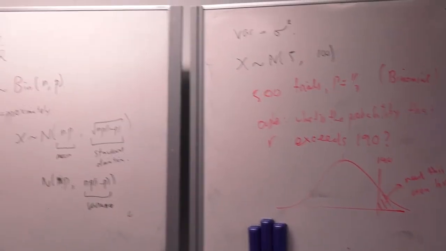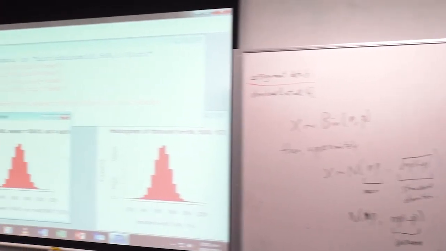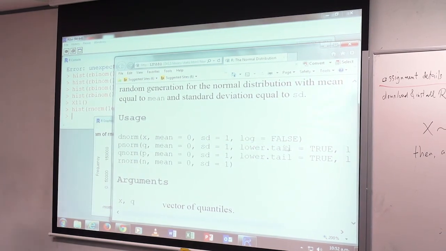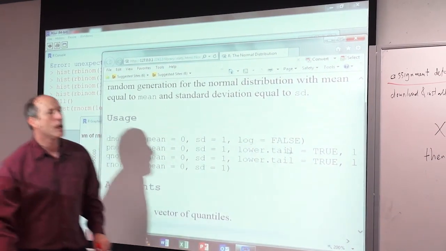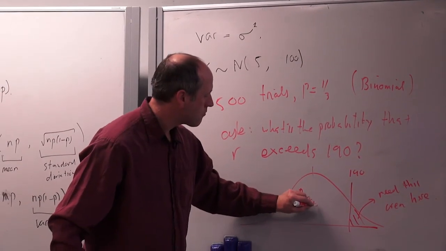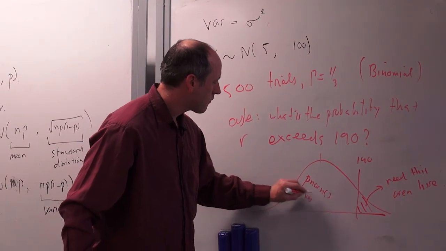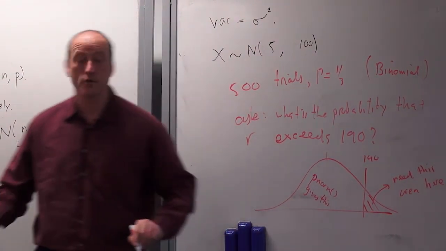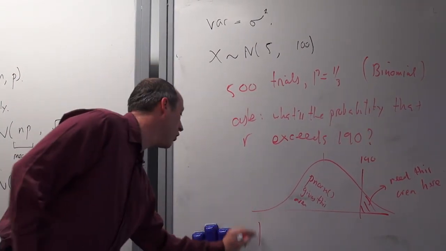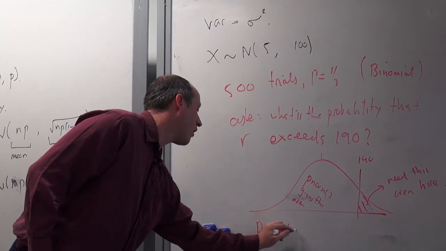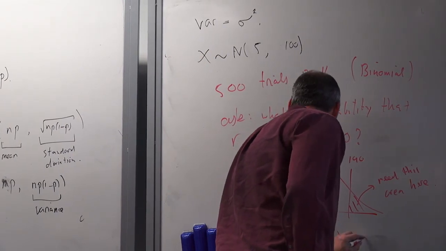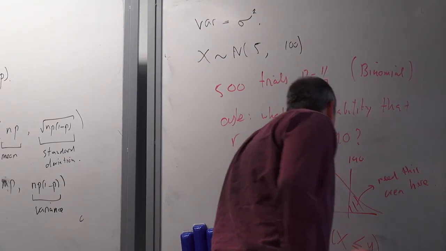Let's go back to my help page, if I can find it. It's there. We're going to use this pnorm here. pnorm gives me this area here. This is just revision. You should know this from 715. This area here. So in other words, pnorm of, let's say, y equals the probability that my random variable is less than or equal to y.